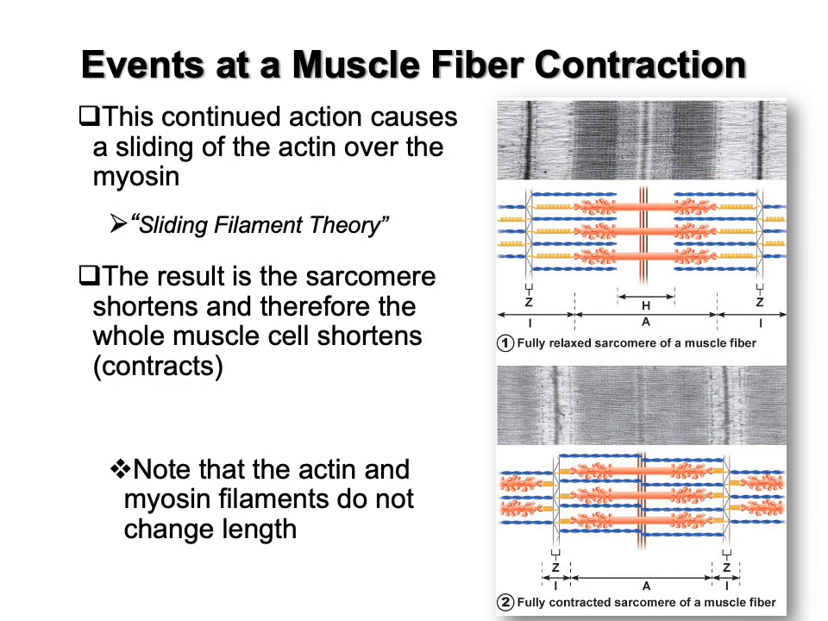This action of the myosin heads attaching to the actin myosin binding sites and sliding it towards the center of the sarcomere, again, is part of the sliding filament theory. This will result in the sarcomere shortening and therefore ultimately the whole muscle cell shortening. I want to remind you that the actin and myosin filaments themselves do not change length. It's just the sliding across that shortens the sarcomere.